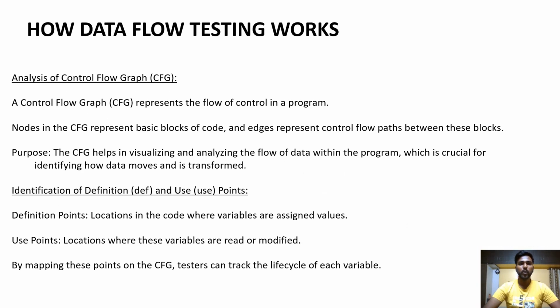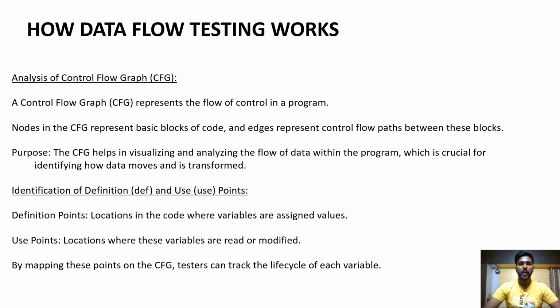Now let's see about how data flow testing works. The first point is analysis of the control flow graph. A control flow graph represents the flow of control in a program. Nodes in the CFG represent basic blocks of code and edges represent control flow paths between these blocks. The purpose of this is that the CFG helps in visualizing and analyzing the flow of data within the program, which is crucial for identifying how data moves and is transformed.